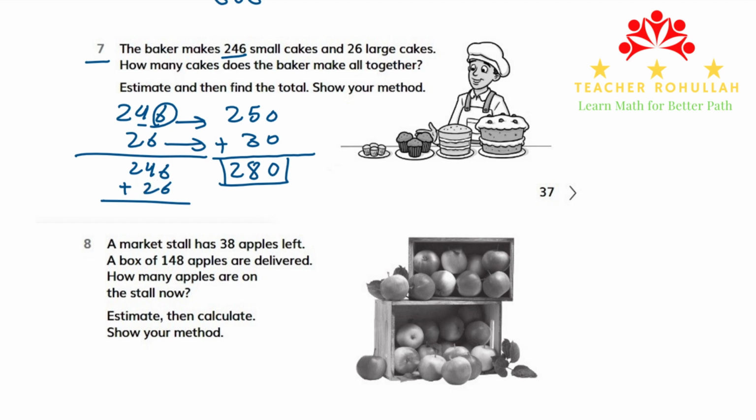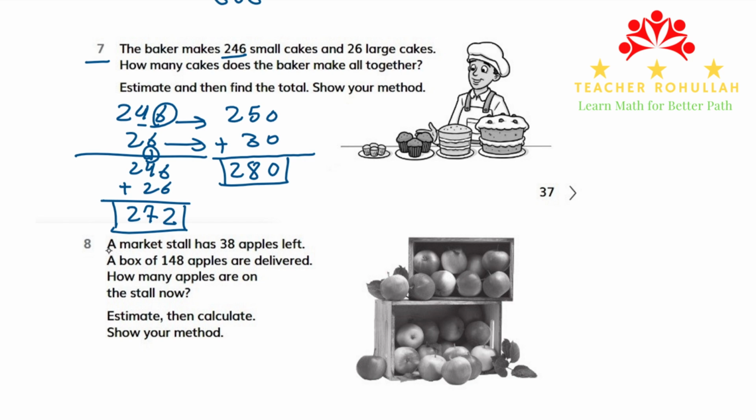So here we have to consider regrouping as well. 6 plus 6 is 12. I regroup 1 above the tens place and circle it. 4 plus 2 is 6, and 6 plus 1 is 7. 2 plus nothing is 2. So the sum that we get for the two given numbers is 272. It means it is a bit far from our estimated answer, but it's still reasonable.